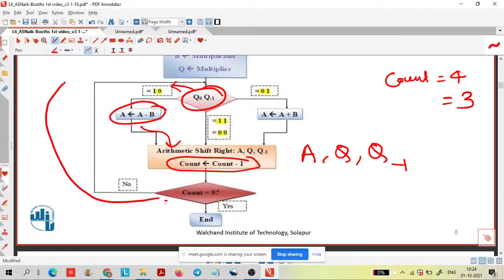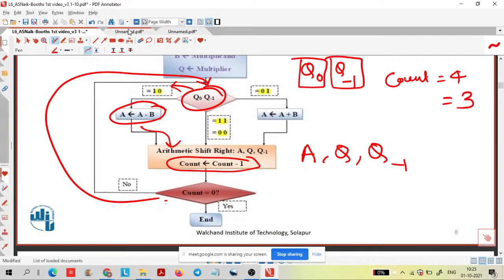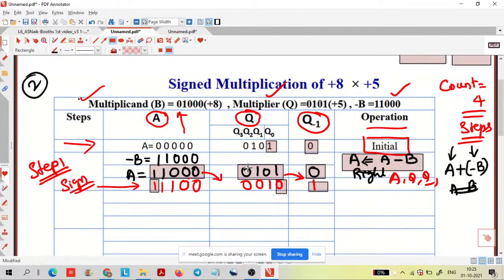No, means again you are performing the same operation. What operation? Comparing q naught and q minus 1. Again you are comparing the q naught and q minus 1. Okay, so in this case, yes, Nahina, are you there? Roll number 8. Yes, sir. So here 0 1 is there, no?